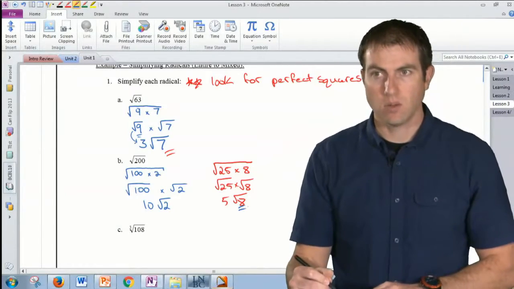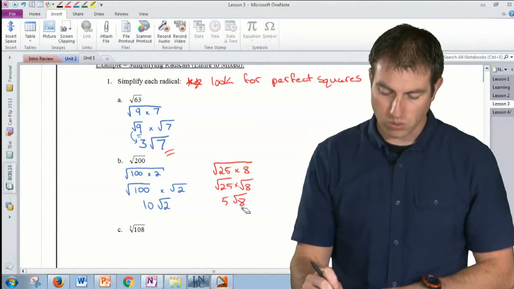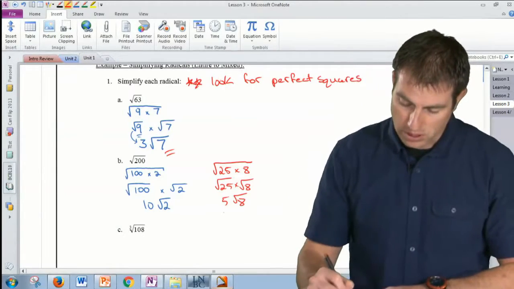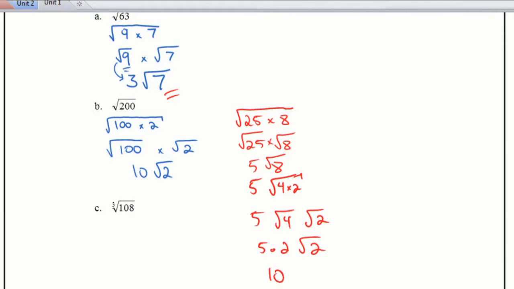The 8. What's special about an 8? Well, I can break my 8 down further. What is the largest perfect square that factors into 8? I'm just going to keep the 5. The 8 I can write as 4 times 2, and then break that down into root 4 times root 2. Carrying my 5 down, 5 times 2, root 2. And 5 times 2 is 10 times the square root of 2. Now I'm at the same spot.